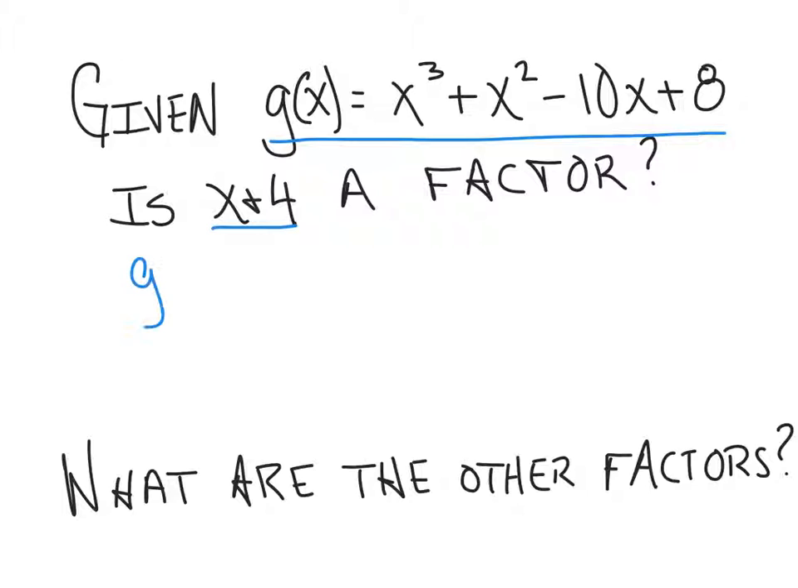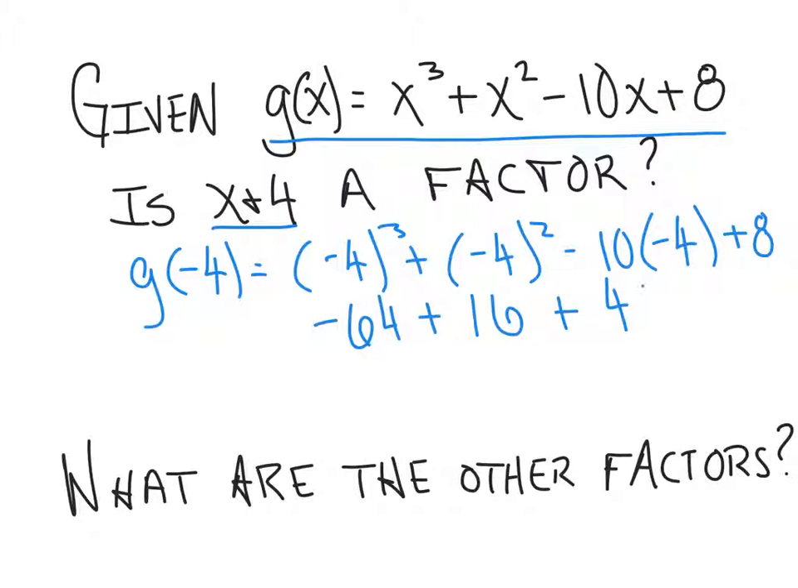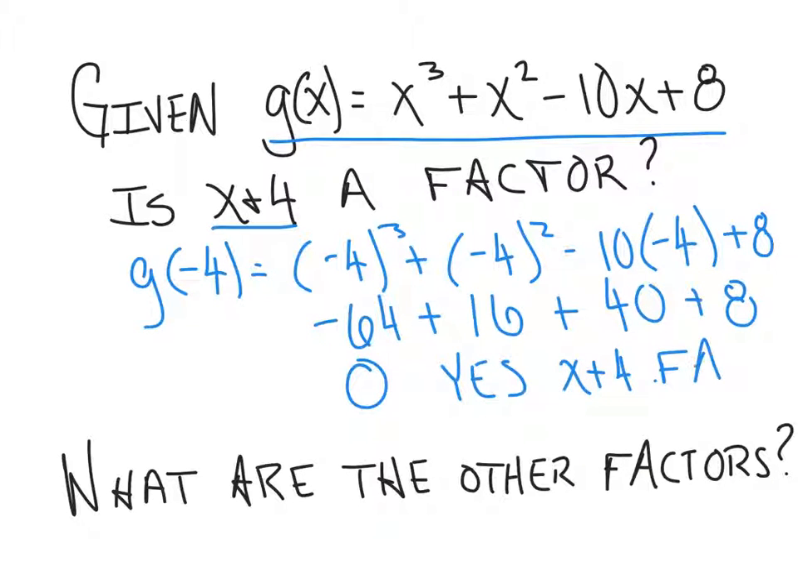So the first thing I'm going to do is evaluate g of negative 4, and we're going to substitute that for each and every x. So we've got negative 4 cubed plus negative 4 squared. And like we said earlier, you're more than welcome to use your calculator to carry out these calculations. We've got negative 64 plus 16 plus 40 plus 8. And by the time I combine all of those like terms, I did indeed get 0. So I'm saying yes, x plus 4 is a factor of g of x.